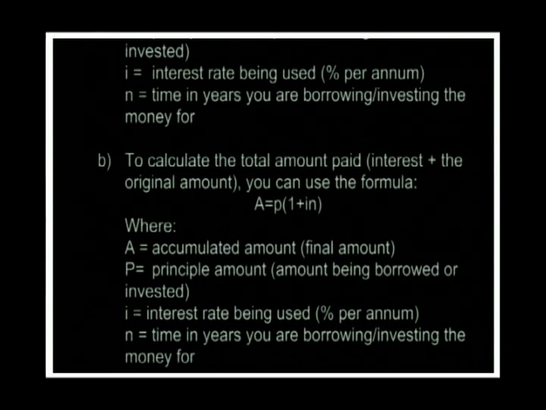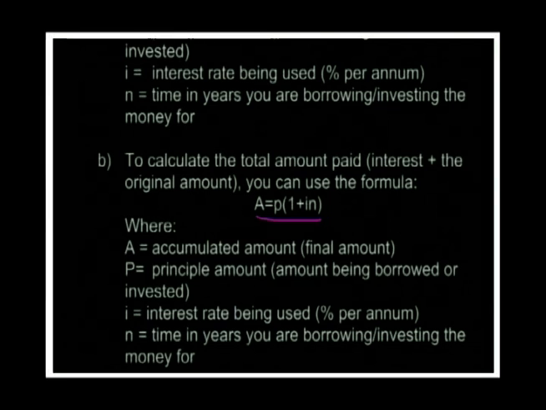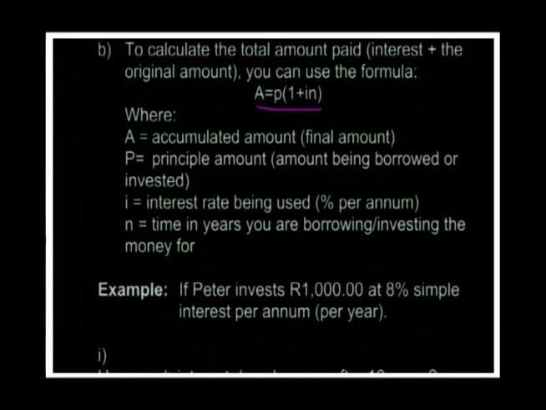To calculate the total amount paid, that is the interest plus the original amount, you can use the following formula where you've got an A in it. A is your total amount that you have at the end of your period, equal to your principal amount, and then you've got these brackets where you've got 1 plus the interest rate again per annum, as a percentage, times the number of years. So I know these formulas look fairly complicated right now, so let's do an example and try and simplify it a little bit. Let's look at our first example.